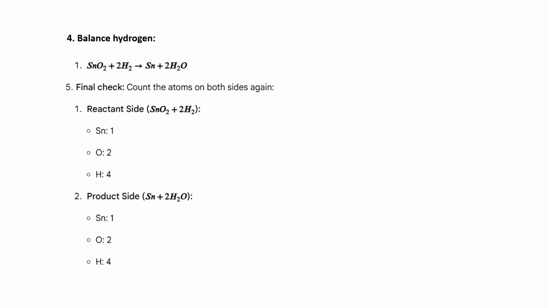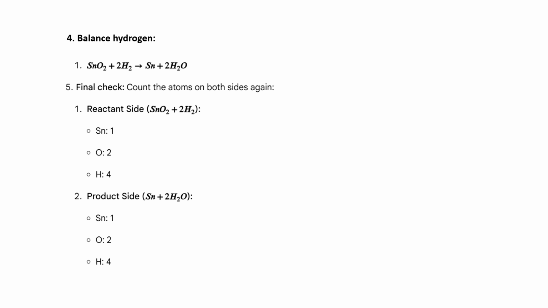Moving on to the next slide where we'll continue. We'll balance the hydrogens. First of all, we'll say SnO2 plus 2H2 turns into Sn plus 2H2O. And now we'll do our final check, count the atoms on both sides again, and we figure out everything's all balanced. So now, since the number of atoms of each element is the same on both sides, the equation is balanced. Now we have to indicate the physical states of the reactants and products, i.e.